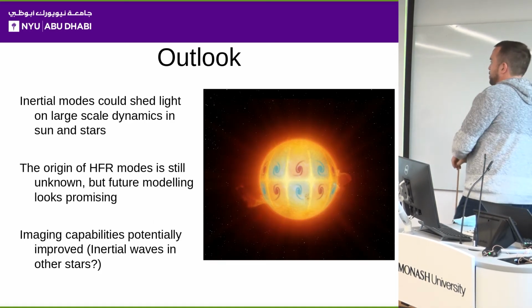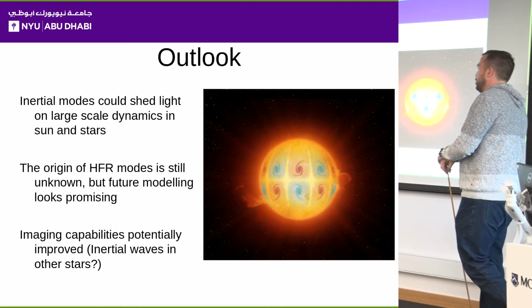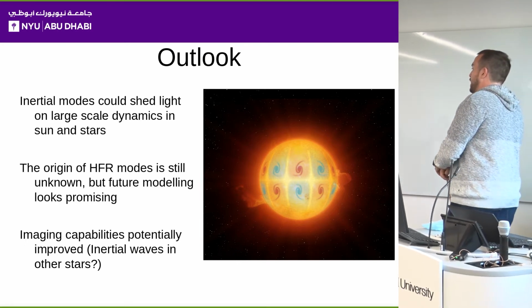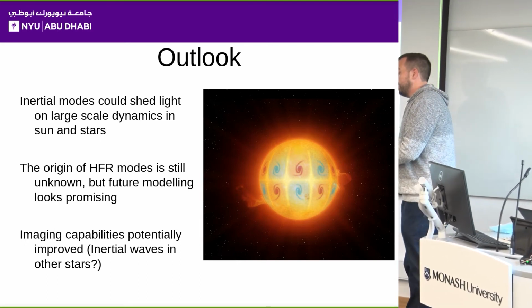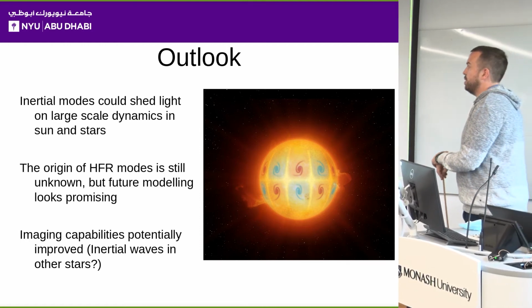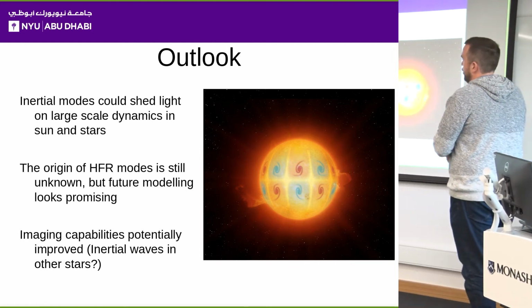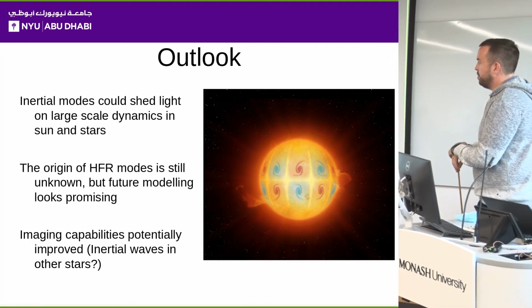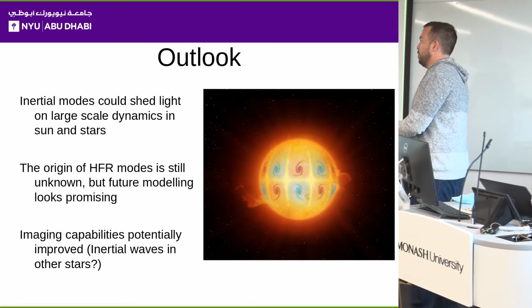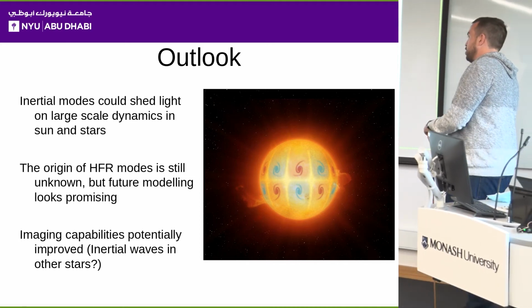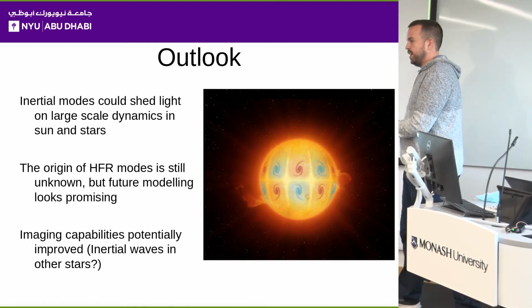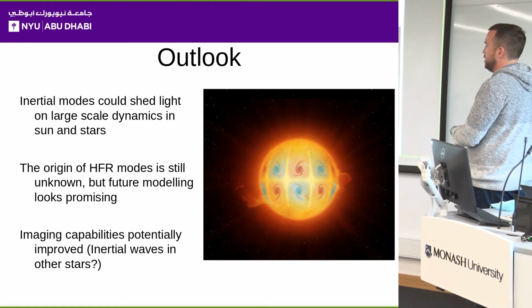So that wraps me up. So the outlook is inertial modes could shed light on large-scale dynamics like rotation, also structure. We know that there's rotation in other stars. There is a possibility that we detect at least one or two Rossby modes using other stars. So we may learn something. How different do other stars' Rossby modes look compared to what we expect? The origin of the Hfr modes is still unknown, but future modeling is promising. There's around 3 groups rushing to try to figure it out at the moment.